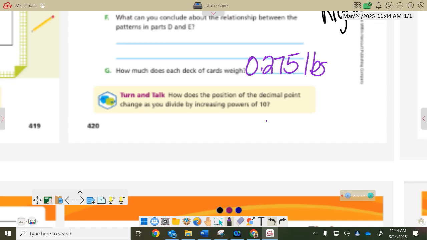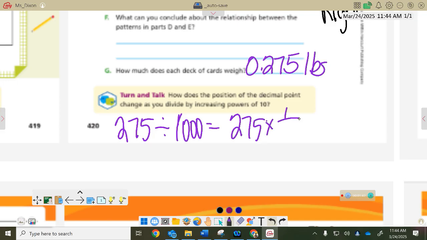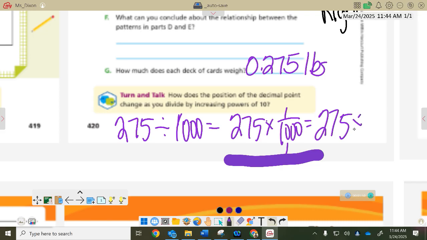Okay, does everybody understand though that 275 divided by 1,000 is equivalent to 275 times 1 over 1,000, which is equivalent to 275 times 0.001? All of those will give you the exact same answer. So think about it this way too.